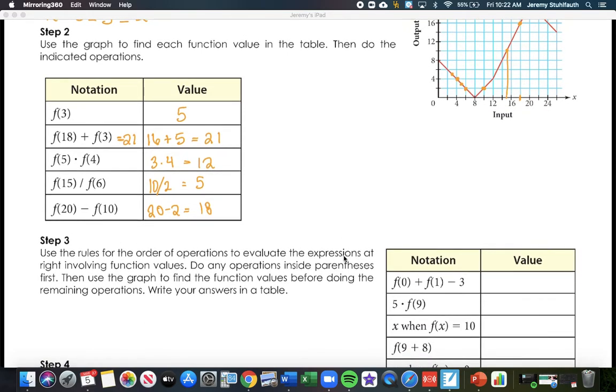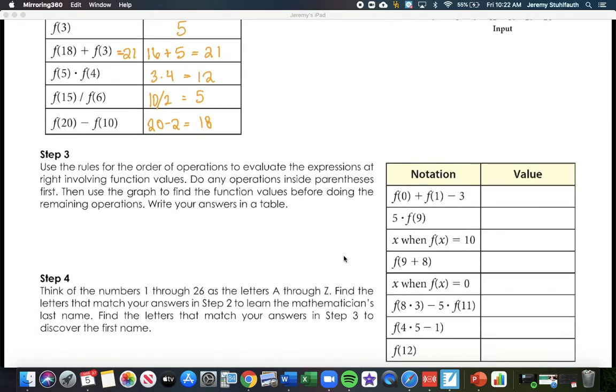Now, next we're going to take a look at some similar things, but we're going to have more than one operation involved in some of these. So it says, use the rules for our order of operations to evaluate the expressions at the right involving function values. Do any operations inside parentheses first, then use the graph to find the function value before doing the remaining operations. Write your answers in a table.